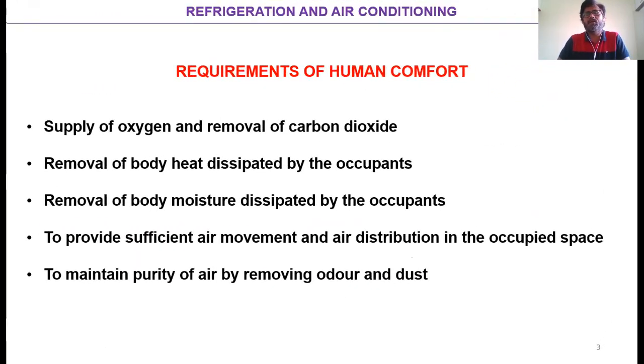First we should consider what factors are required for human comfort. Some of the parameters are mentioned in this slide. The parameters that affect human comfort may not be restricted only to these 5 or 6 points mentioned here. These are just tentative points, so other points may also be taken into consideration for the requirements of human comfort.